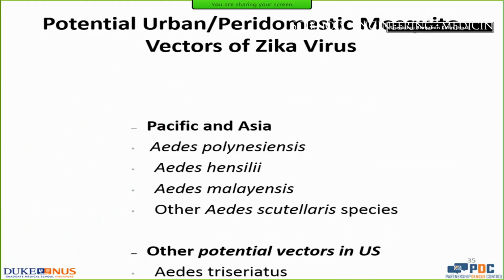So these potential vectors are two of several others believed to be involved in some of the recent outbreaks. In the South Pacific, Aedes polynesiensis, and in Yap, also Aedes hensilli, Aedes malayensis, and other Aedes scutellaris species have probably been involved in different outbreaks on different islands. In the US, if Zika arrives here and begins circulating, what other mosquitoes besides aegypti and albopictus could be involved? Aedes triseriatus is one well-known vector that transmits La Crosse virus. That's a major cause of pediatric encephalitis here in the United States.